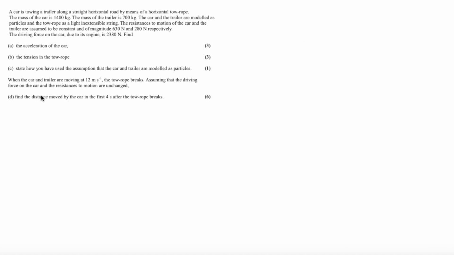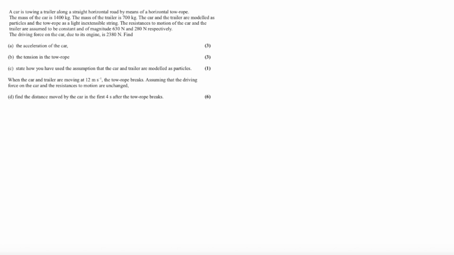So the next question is a similar question involving a trailer and towing, and that's our system. It says that a car is towing a trailer along a straight horizontal road by means of a horizontal tow rope. The mass of the car is 1,400 kilograms. The mass of the trailer is 700 kilograms. The car and the trailer are modelled as particles and the tow rope as a light inextensible string. The resistances to the motion of the car and the trailer are assumed to be constant and of magnitude 630 newtons and 280 newtons respectively. The driving force is 2,380 newtons.